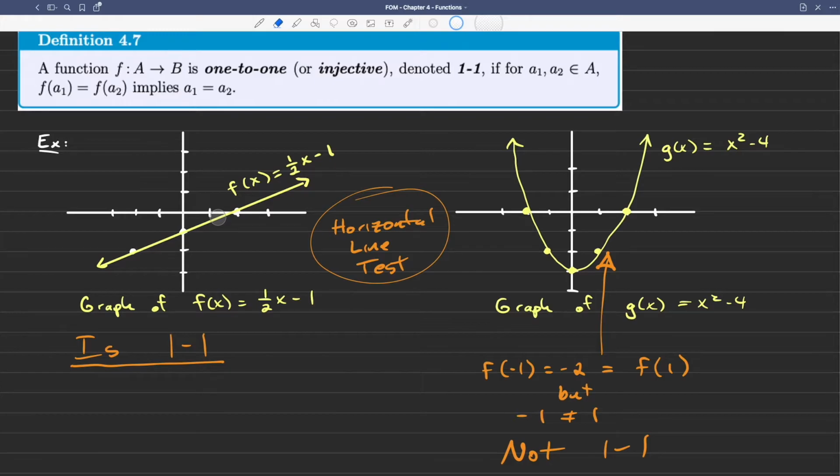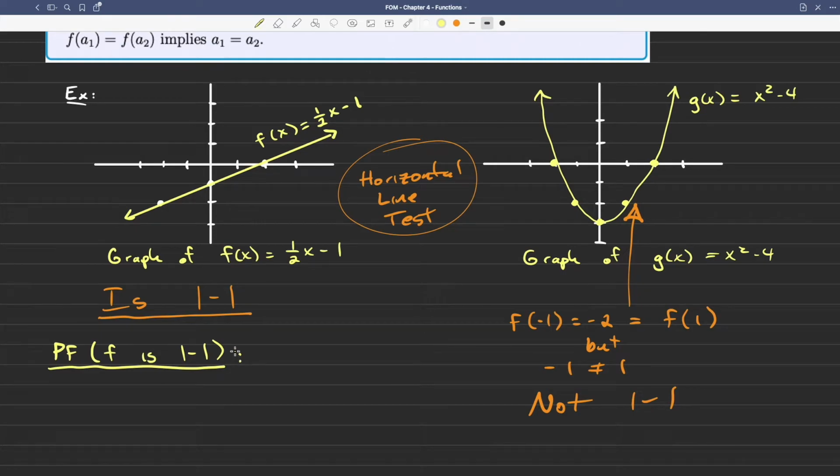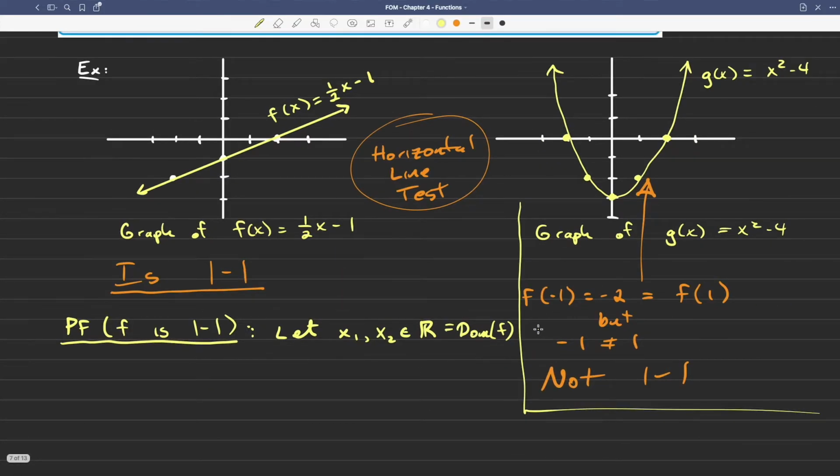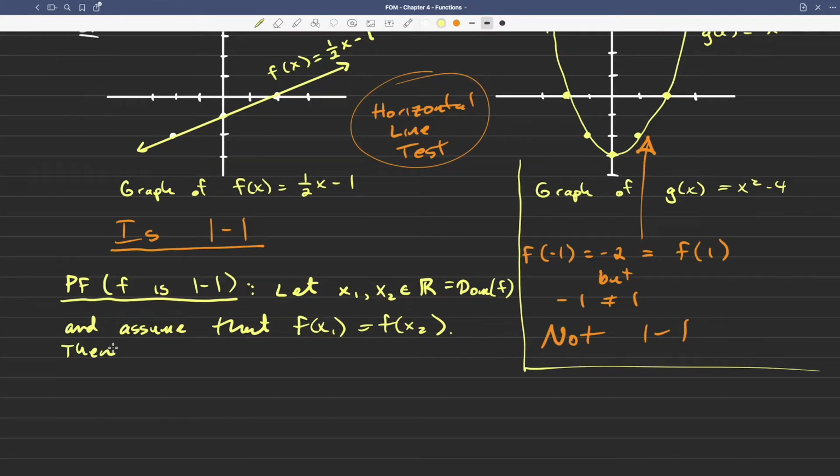So let me give you a little proof that the function on the left is one-to-one. What we're going to do is start with two arbitrary elements in the domain. So let's let x1 and x2 be elements of the domain of that function, and the domain of that function is all real numbers. And then let's assume that f of x1 equals f of x2. So assume that you would get equal y values on that graph. And what we want to do is argue that those x values, x1 and x2, have to be equal. Okay, well, let's just do that.